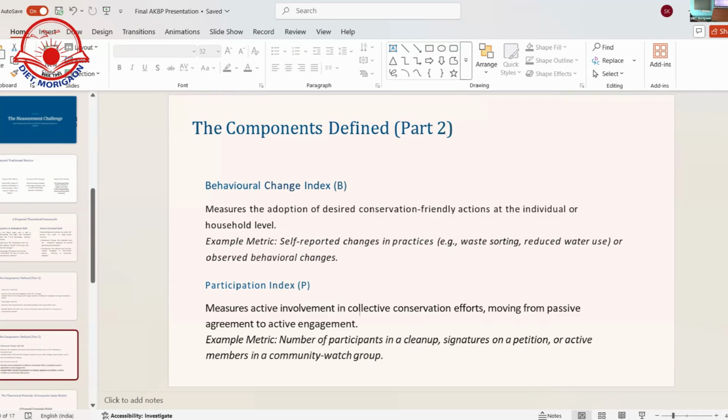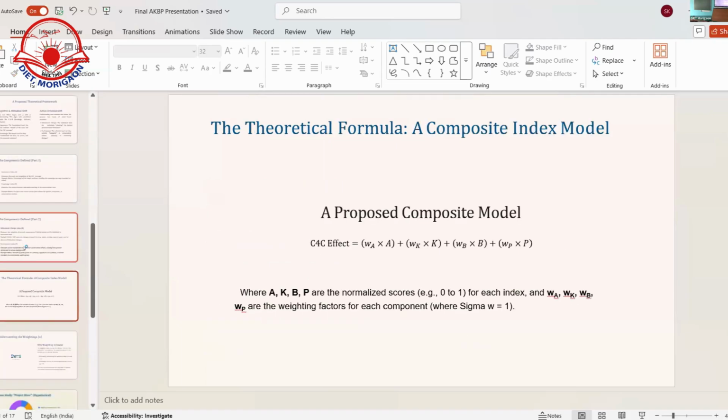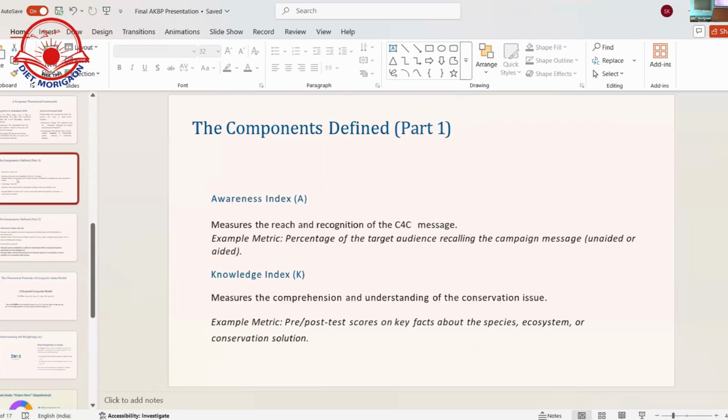Then we can go for the participation index. It can be measured through the number of participants in a cleanup or signature campaign, or active members in a community WhatsApp group, like that. So the participation of the people in the conservation activity can be measured in that way.